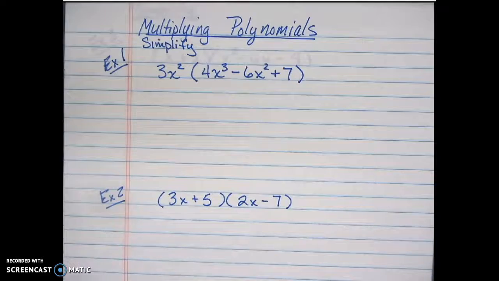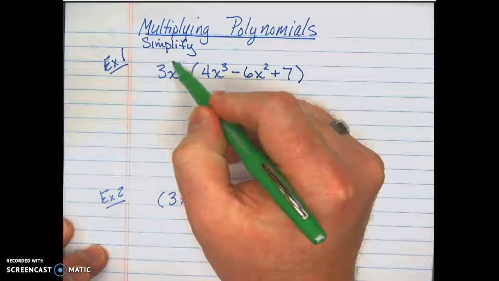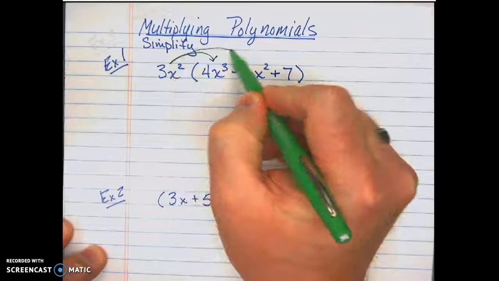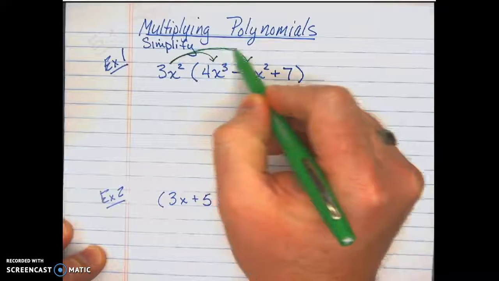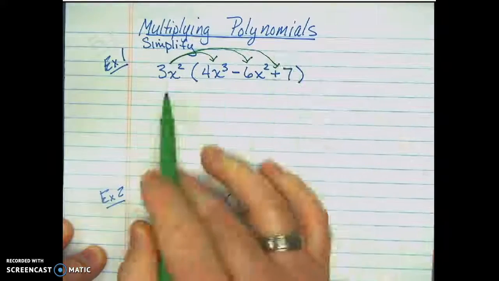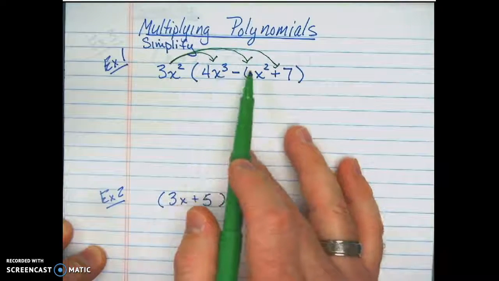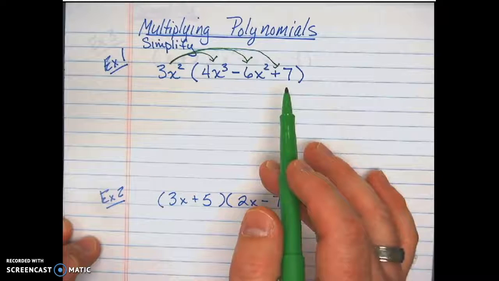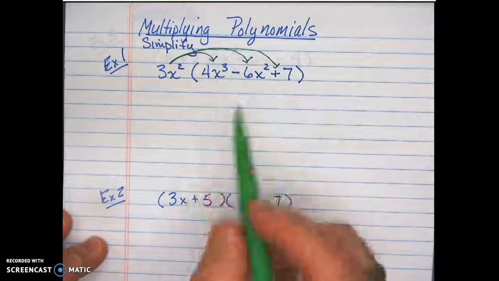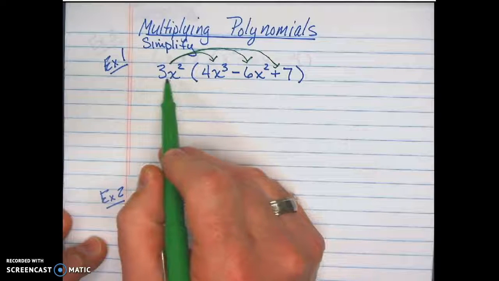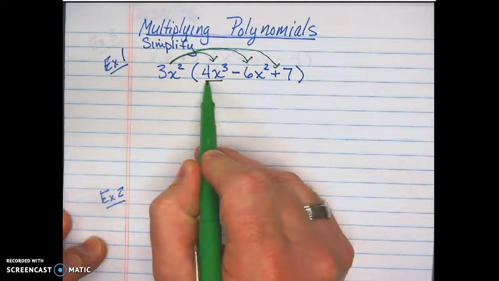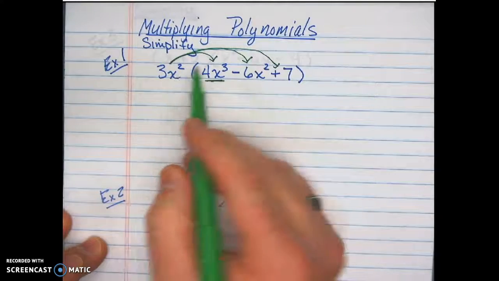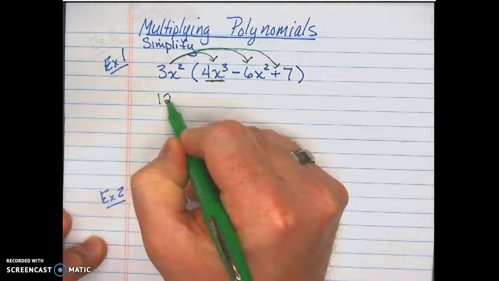To begin, we need to make sure that we distribute our term all the way through. I want to multiply our monomial times each of the terms in the trinomial, using our exponent rules. First up, we're going to multiply our 3x squared times our 4x cubed. So we're just going to multiply 3 times 4. That's going to give us our 12.